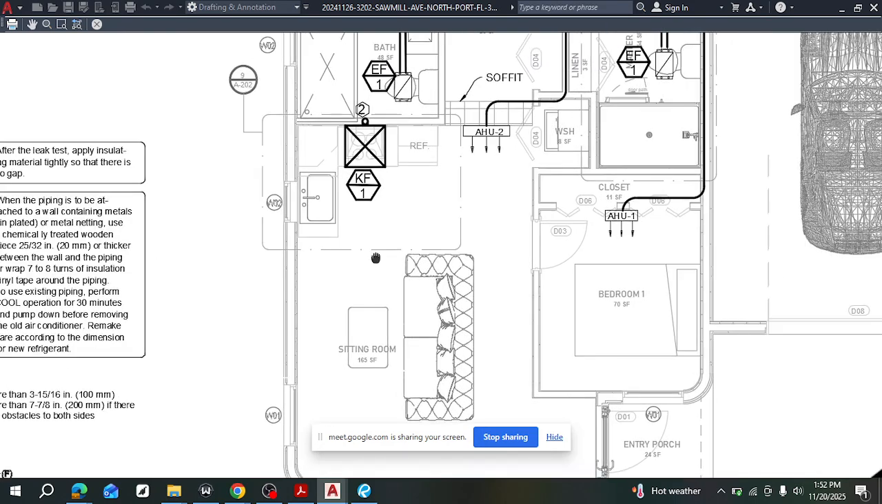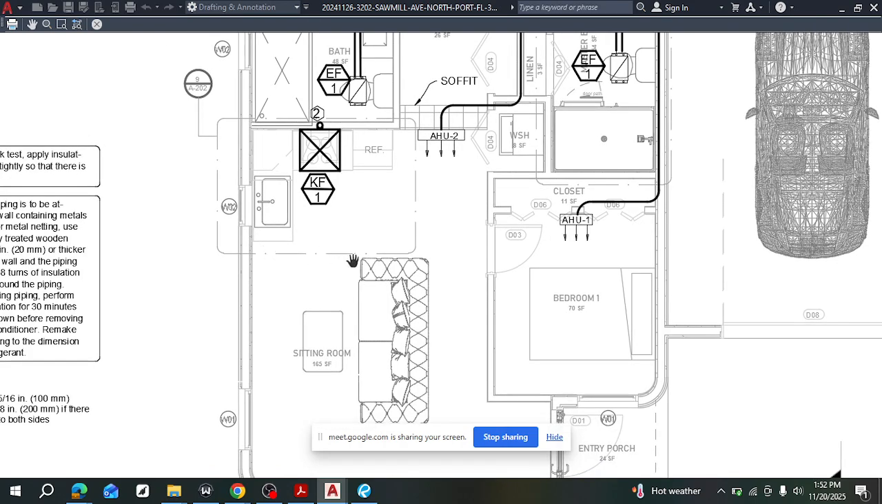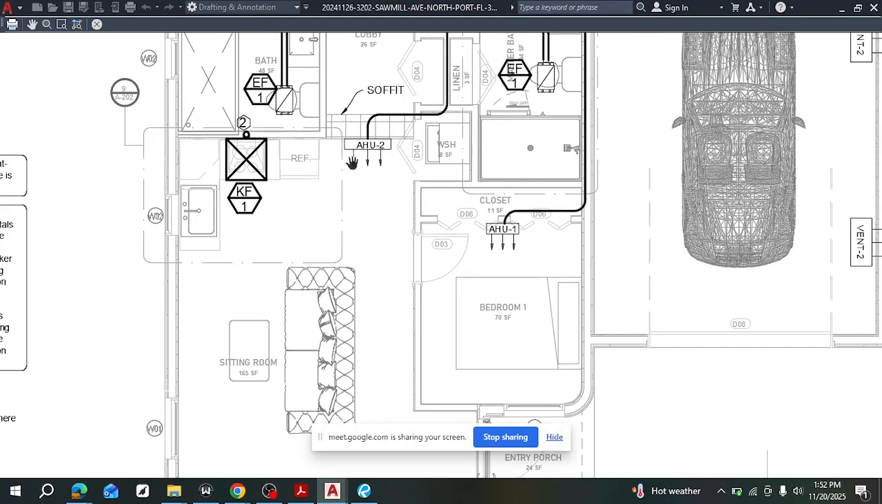Then something else you also need to learn about: let's say I'm seeing a faint dash line surrounding the kitchen. This is an architectural call out, so it does not really affect the plan. It's just something that came in with the architectural plans that I did not remove. It doesn't affect anything.